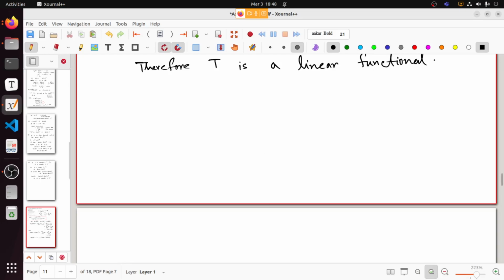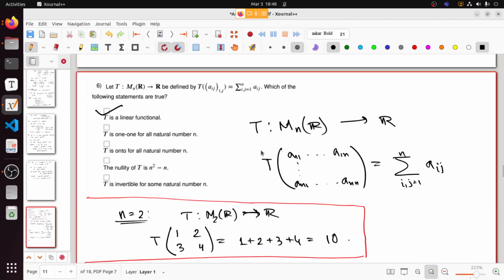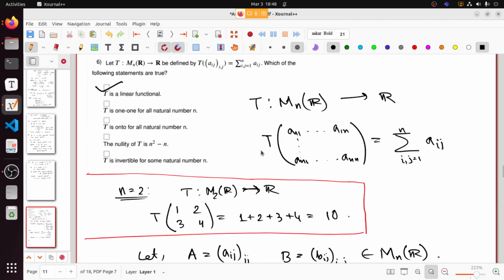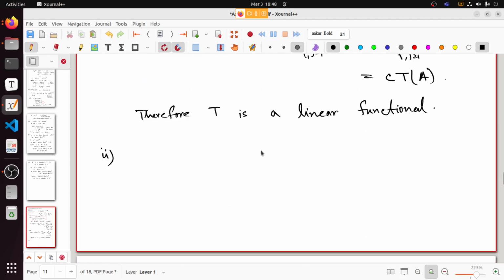So let's check. Injective means it should send different vectors to different images, right? So we will show that this is not 1-1. For all n you have to show, so it's enough to give a counterexample for some particular n. So let's take n equals 2. And what will then be the map? So T is basically a map from M2(R) to R.